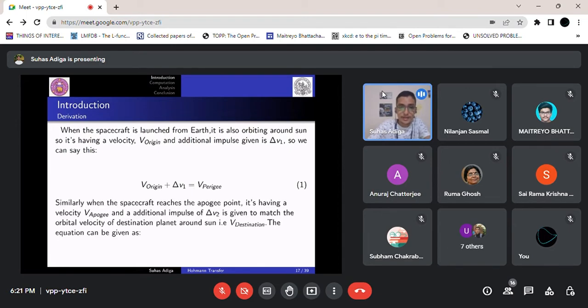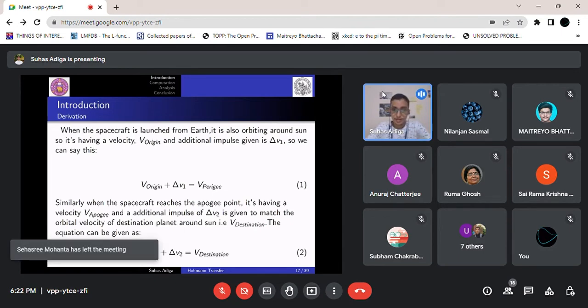Similarly, when the spacecraft reaches the apogee point, it has some velocity V apogee. And I'm giving an additional impulse of delta V2 to match the orbital velocity of the destination planet around the sun. That is V destination, my orbital velocity of the destination planet. So that will turn out to be V apogee plus delta V2 is equal to V destination. Fine. Remember these two equations.